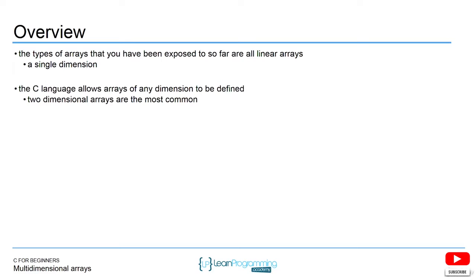The C language allows arrays of any dimension to be defined. This is thought of like a nested array, an array of an array. Two-dimensional arrays are the most common, but you can actually do three-dimensional, four-dimensional, and five-dimensional arrays. But there are not many use cases for 3, 4, and 5. Really, you're either going to use a single-dimensional array in your program or a two-dimensional array.